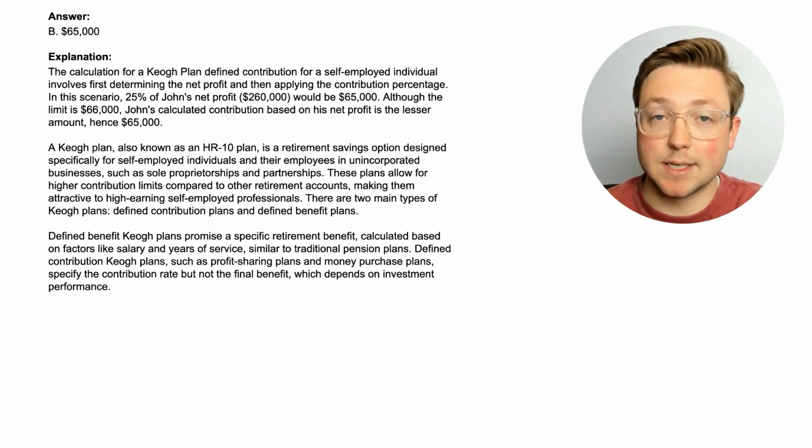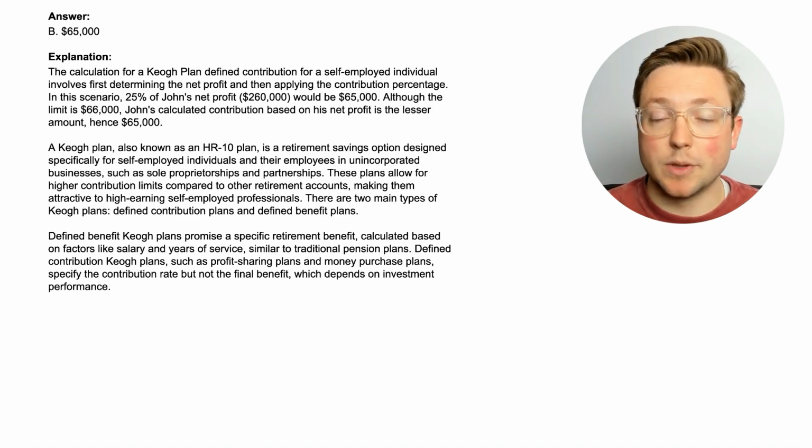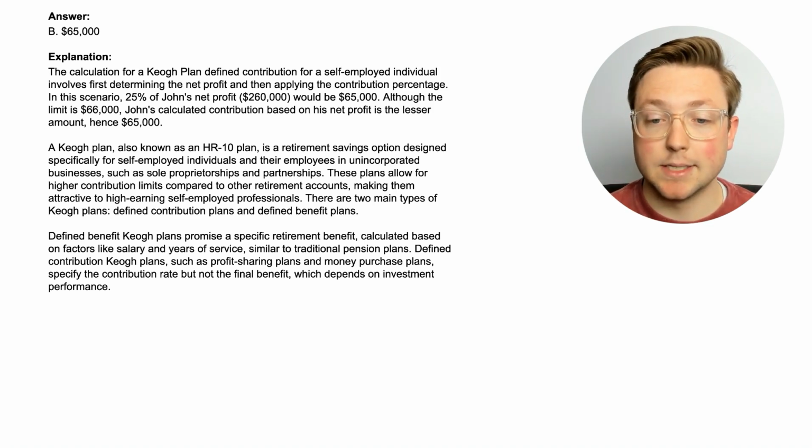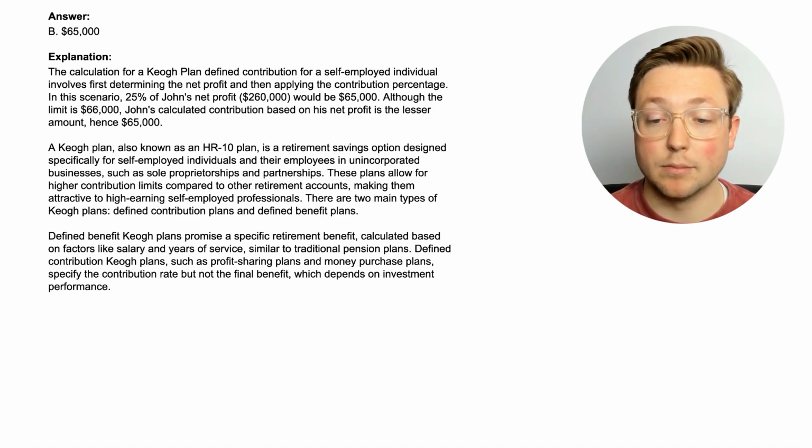And again, that $66,000 could be the current year number, but don't pay attention too much to that because it changes with each year, so you'll just have to know that from your current review course or just look it up. A Keogh plan, also known as an HR 10 plan, is a retirement savings option designed specifically for self-employed individuals and their employees in unincorporated businesses, such as sole proprietorships and partnerships.